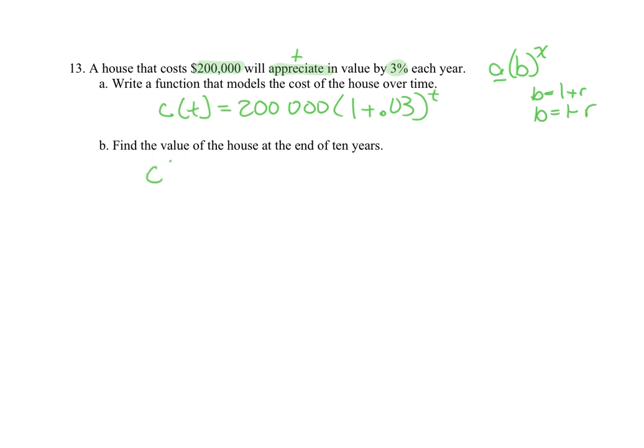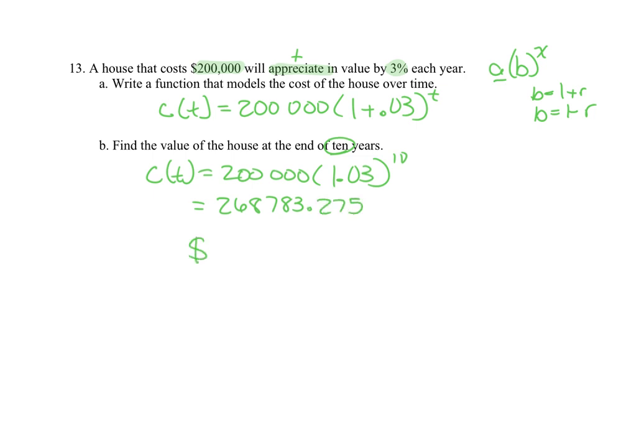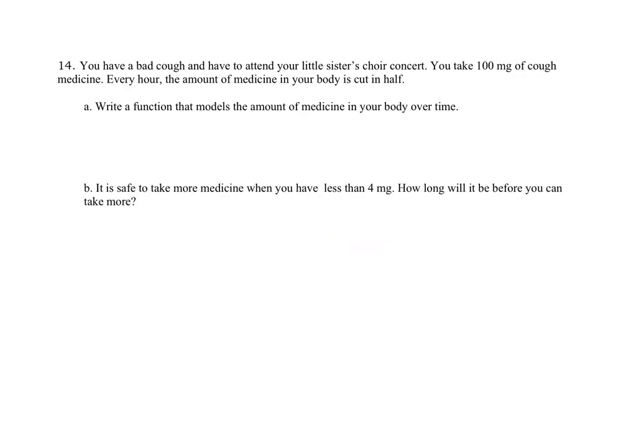Now we're going to use this model at 10 years. So 200,000 times 1.03 to the 10. I just put this in my calculator and it will give me 268,783.275. This is money, so I know I'm going to round it to the hundredths. $268,783.28 is the answer.